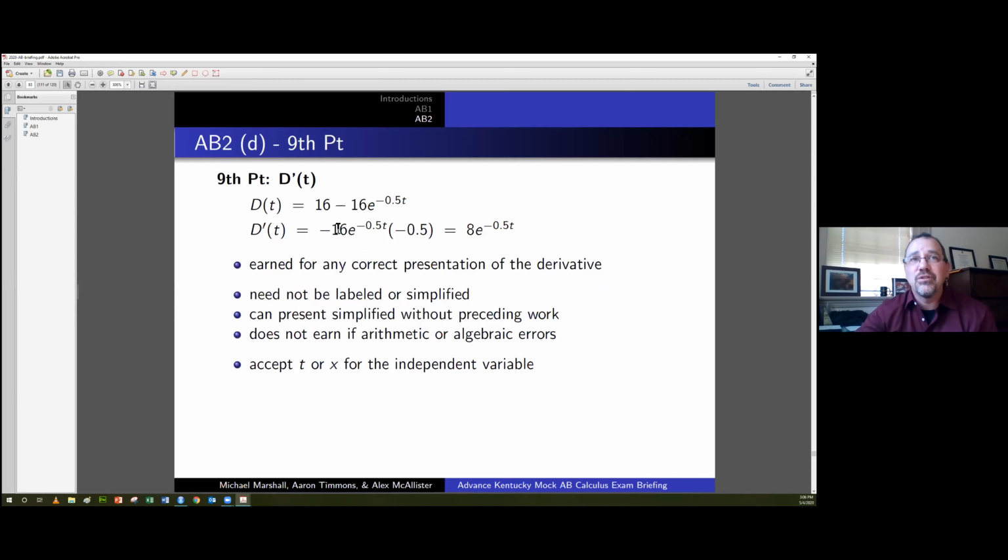So for our derivative, I repeated the function, the model here. We'll be looking for them to compute the derivative. They may or may not simplify. It's for any correct presentation of that derivative. Doesn't have to be labeled. They can present simplified work without preceding work. But if there's arithmetic or algebraic errors, right, if they get this first expression and it turns out to have a minus 8, they will not earn the point. We are going to allow both x's and t's for independent variables in this context. It's similar to what we've done before.